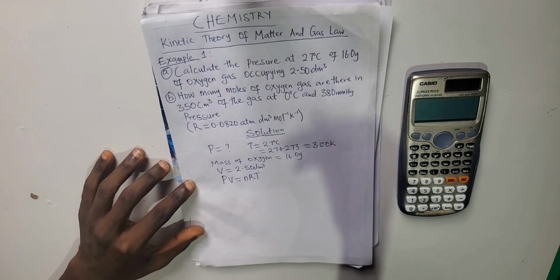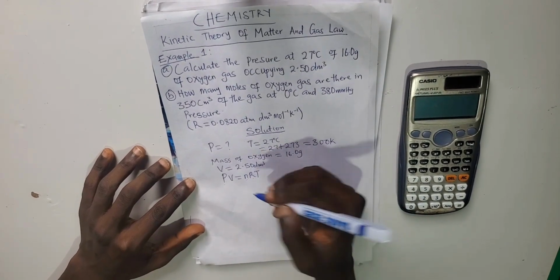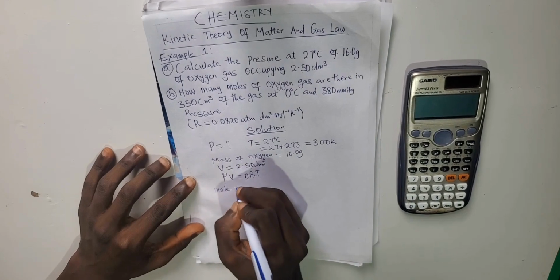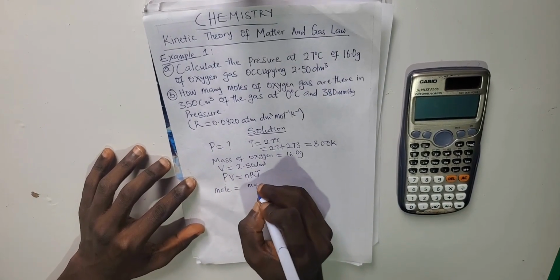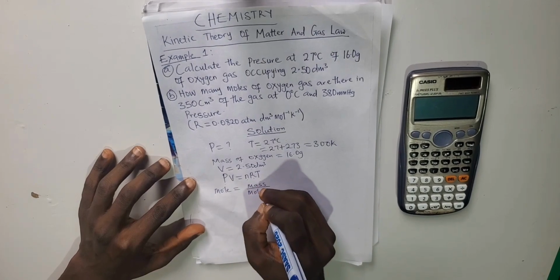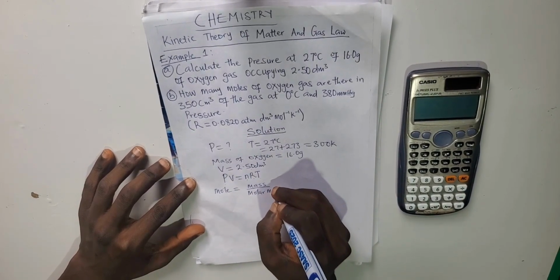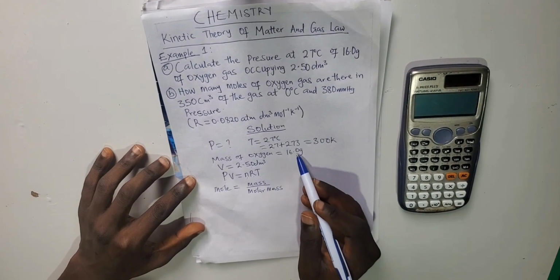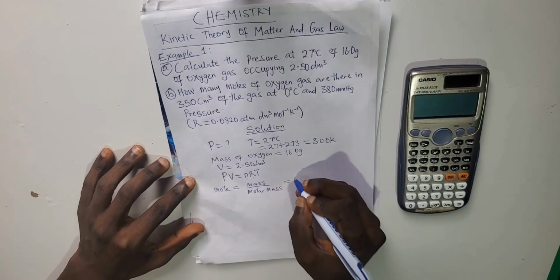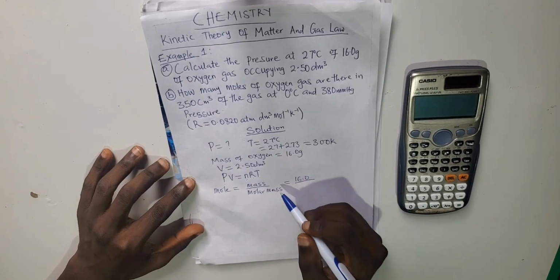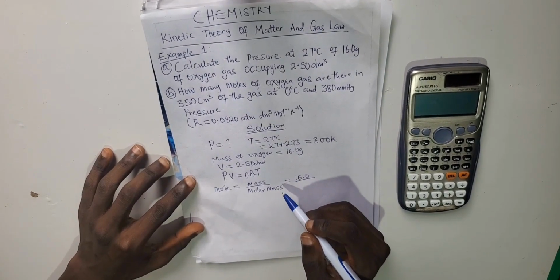Okay, so what do we need to calculate the mole? To calculate the mole, we say mole equals mass over molar mass. Do we have mass in the question? Yes, the mass is 16 gram. So 16.0 gram over what is the molar mass? As in, what is the molar mass of oxygen?